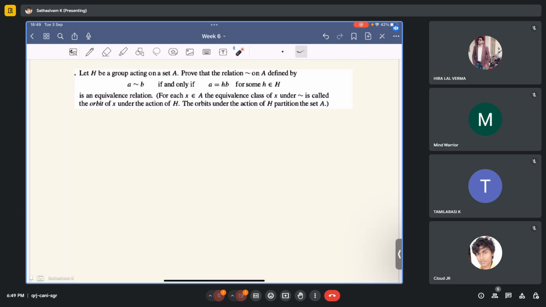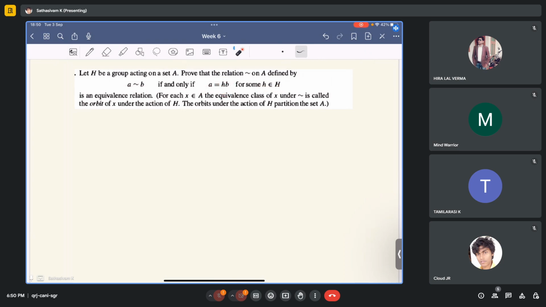Okay. So here what we do is, let H be a group and it acts on this set A. Now we are going to define a relation on the set A. A is related to B if and only if A equals H times B for some H.